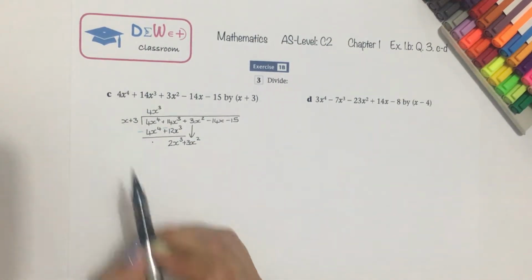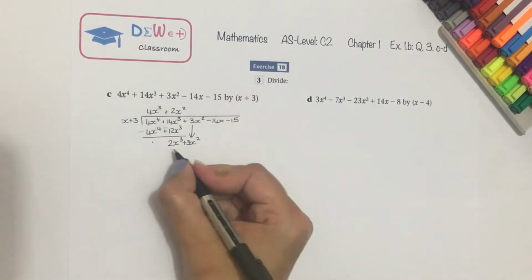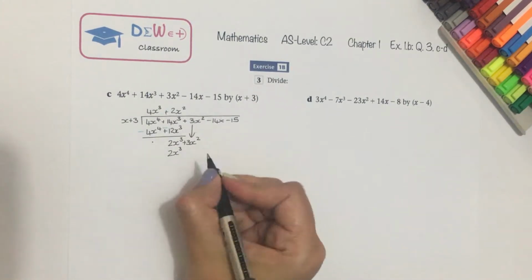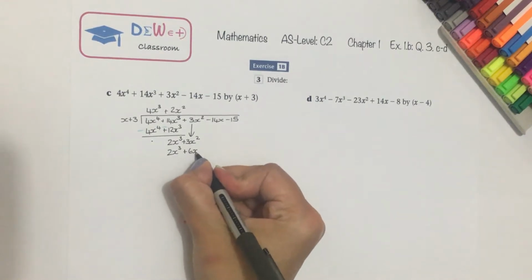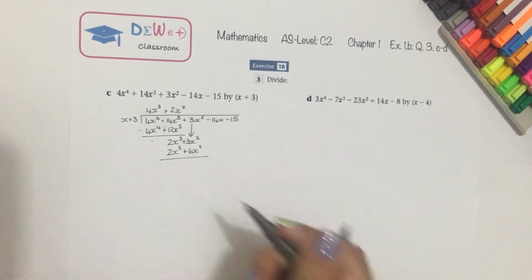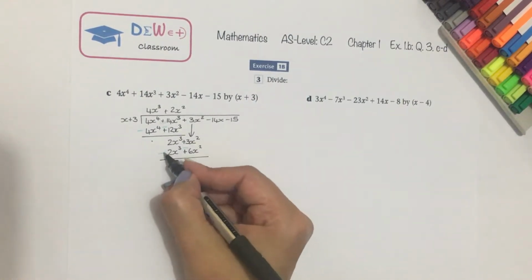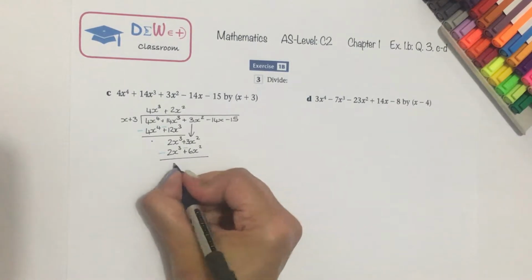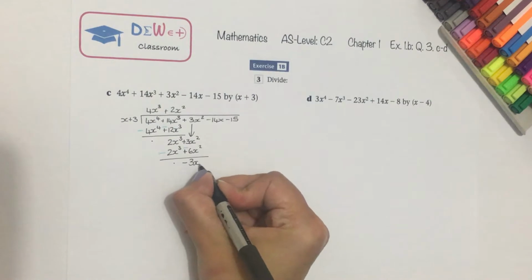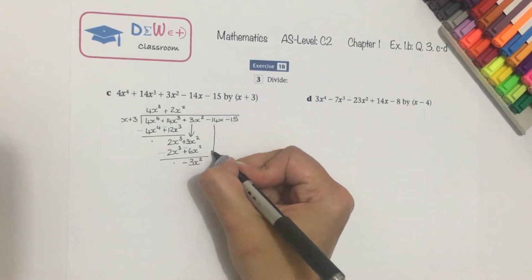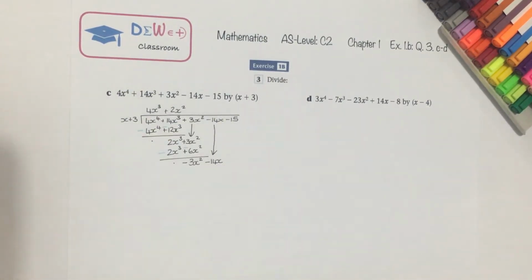2x cubed divided by x is 2x squared. 2x squared times x is 2x cubed. 2x squared times 3 is plus 6x squared. Then we need to subtract, so we change the signs. Minus 2x cubed, 2x cubed minus 2x cubed is 0. 3x squared minus 6x squared is minus 3x squared. We bring down our second term, minus 14x, and we start the process again.